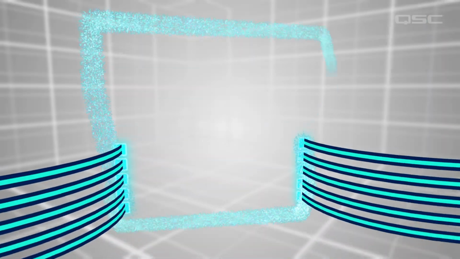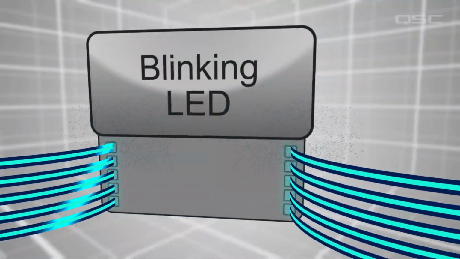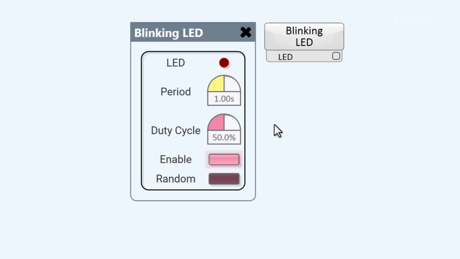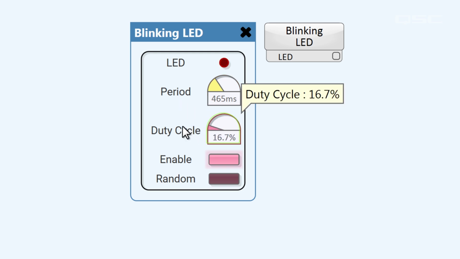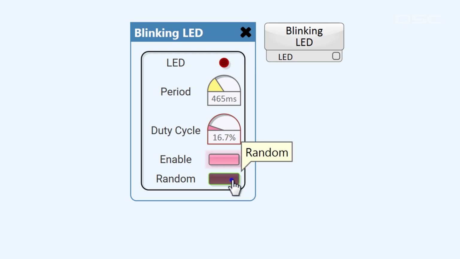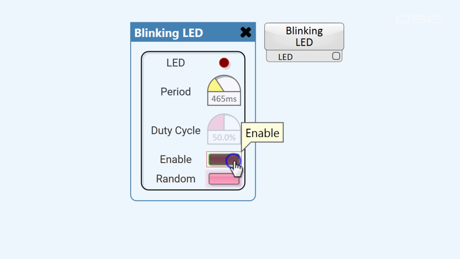The blinking LED is, spoiler alert, a blinking LED. You can adjust the period, which is the amount of time it takes for the LED to go through one on and off cycle, as well as the duty cycle, which specifies what percentage of that period is spent in an on state, which you could also randomize with the random button. If you disable this component, the button stops blinking.